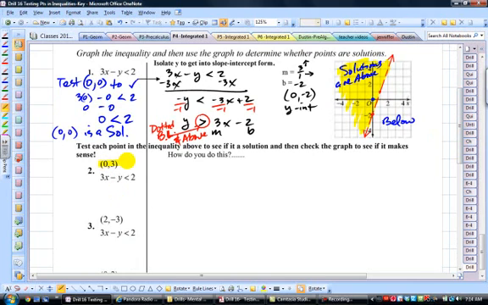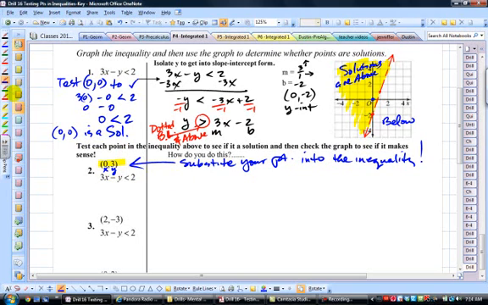Now we're going to test other points. My first point to test is 0, 3. How do you do this? You substitute your point into the inequality. That's all you do, and see if it's a solution. So x is 0 and y is 3. Let's put them in and see what happens.